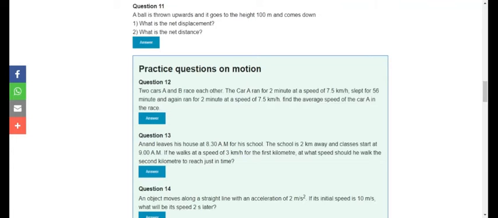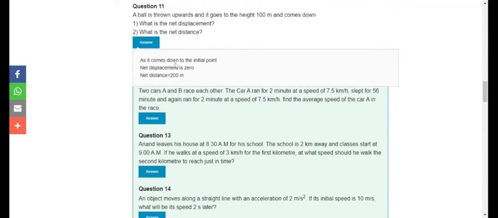If I wish to explain you the answer, a ball is thrown upward and goes to a height of 100 meter and comes down. What is the net displacement and what is the net distance? So it's quite simple. See, the net displacement is 0 as it comes down to the initial point, and the net distance would be 100 plus 100, that is equivalent to 200 meter. This is the net distance.